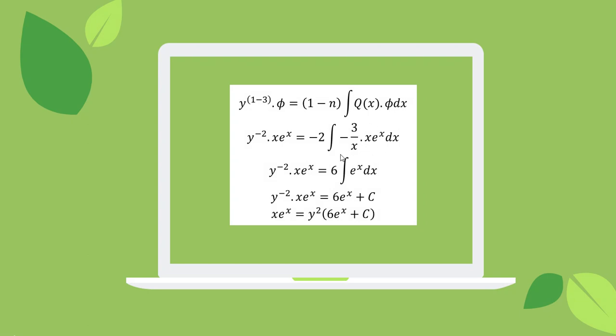Simplifying, you get to cancel the x here. That leaves you with a 6, negative 2, and negative 3. That's a 6 e raised to x. And that would be a 6 e raised to x plus c. This side would be as is. If you wish to transfer the y squared here, it's just a matter of cross multiplication. This is now the solution of our first order Bernoulli's equation.